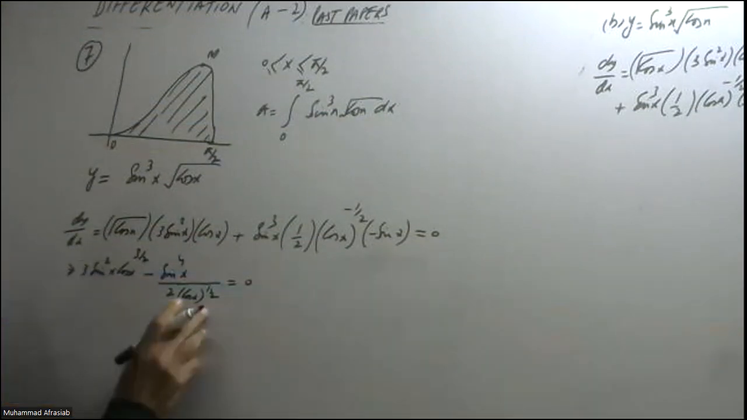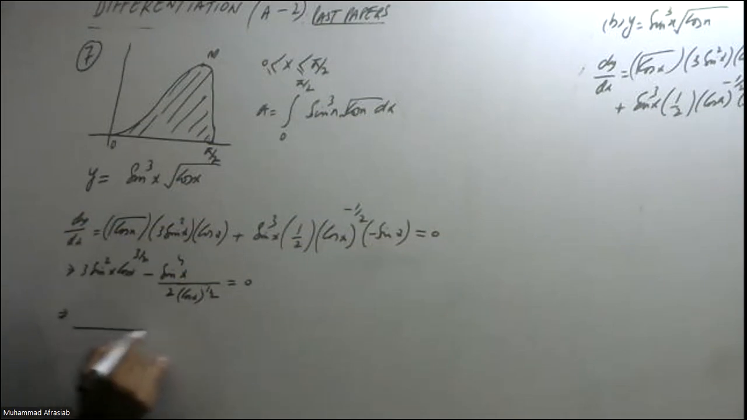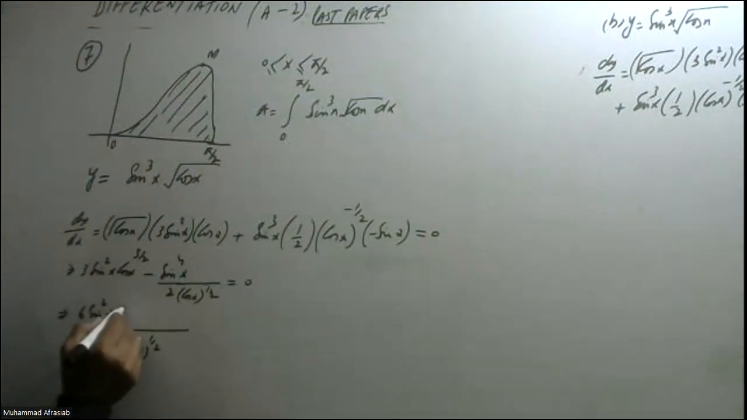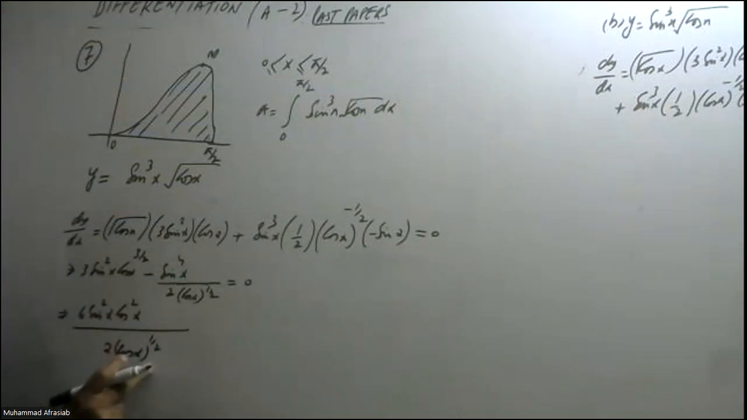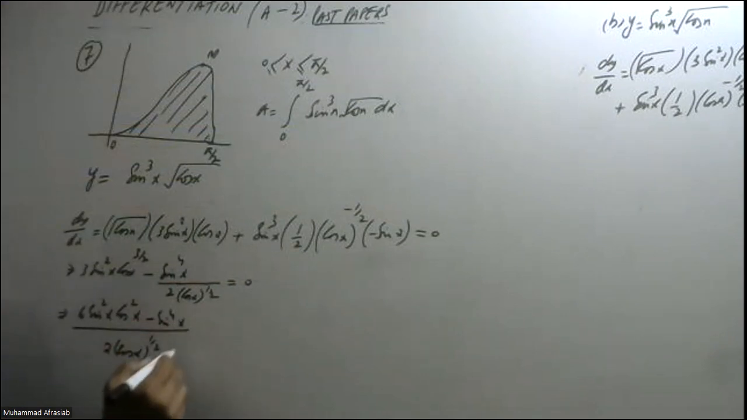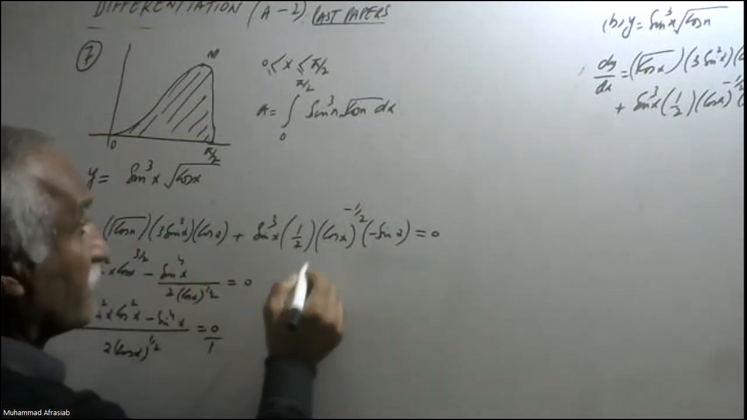Now taking cos of half x as LCM, this will become 6 sine square of x into cos square of x, because cos of half x into cos of 3 by 2 x will become cos square of x, minus sine of 4x is equal to 0. If you cross multiply, this thing will be equal to 0.